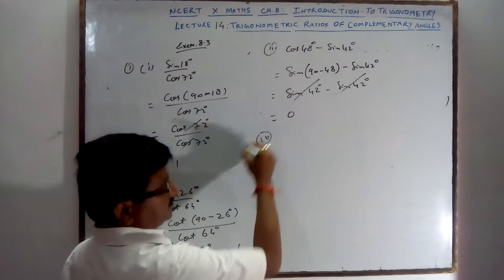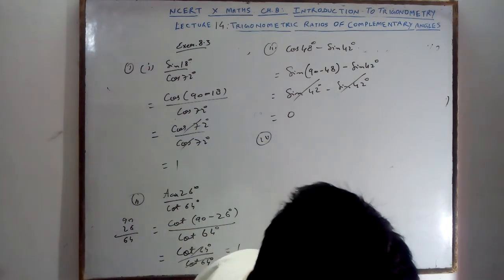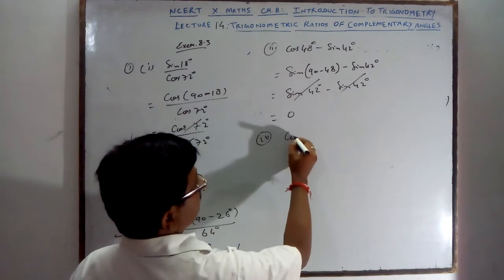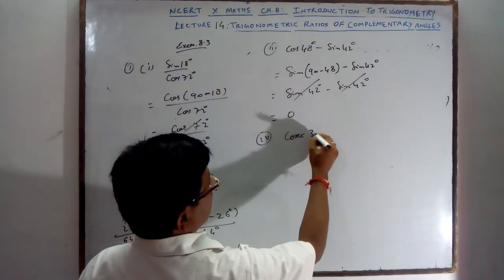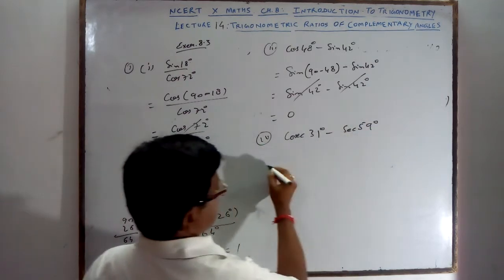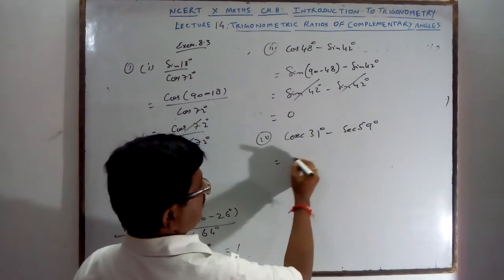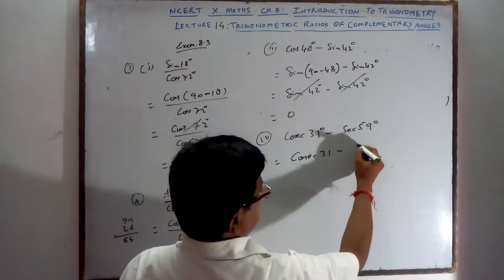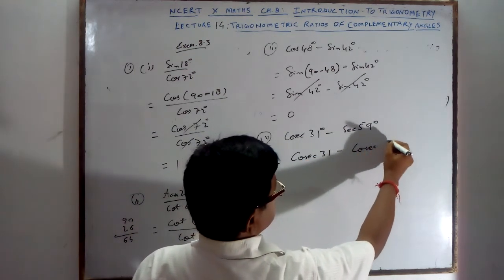Fourth part. Question number 1, fourth part. Cosec 31 degree minus sec 59 degree. You can change cosec or sec. Now I am changing sec. Sec you can change into cosec.